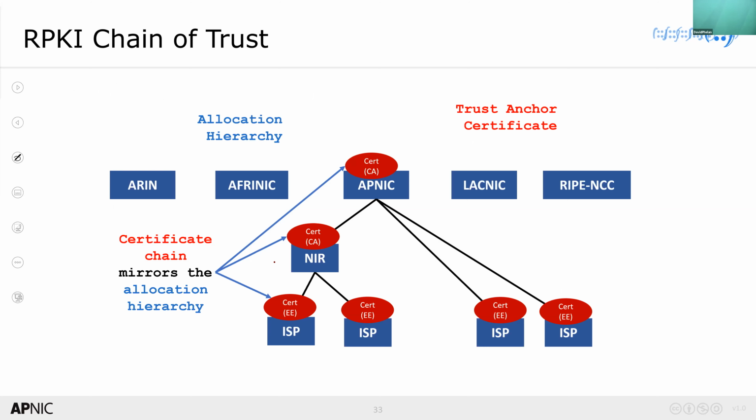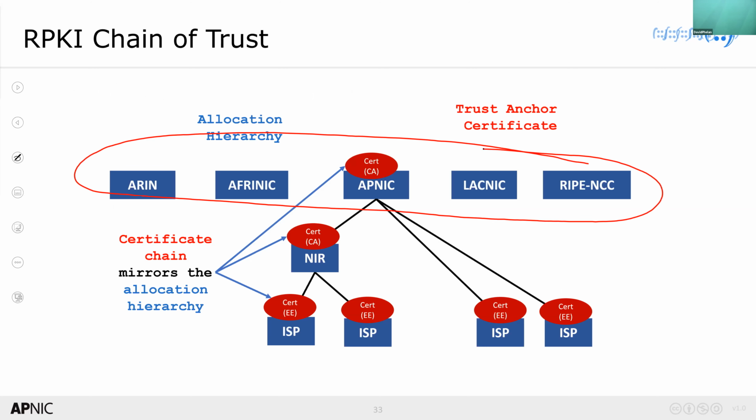So let's look at this. At the top of our chain of trust, we have our RIRs. We are the trust anchor for these CAs. Within our certificate chain, we have our NIRs, who are an intermediate certificate, and they can then sign the end entity certificates for their resources. So by looking at that certificate, you can establish the chain of trust all the way up to the top.